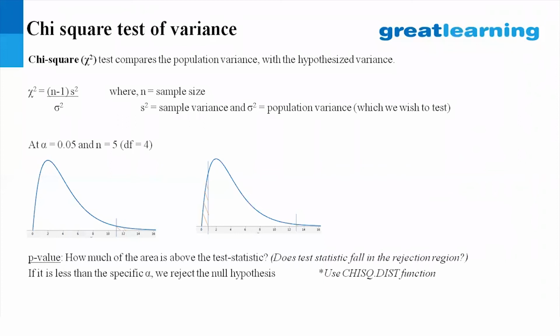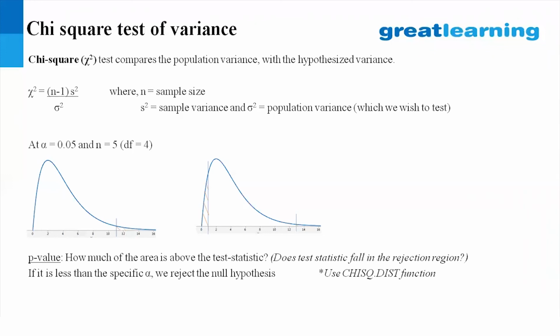The p-value will tell you whether or not you reject the null hypothesis, or whether your test statistic falls in the rejection region. With the z-test, we were using the norm.s.dist function to calculate the p-value. With the t-test, we were using the t.dist function. With the chi-square test, we are using the chi-square.dist function to calculate the p-value. So the function remains the same.